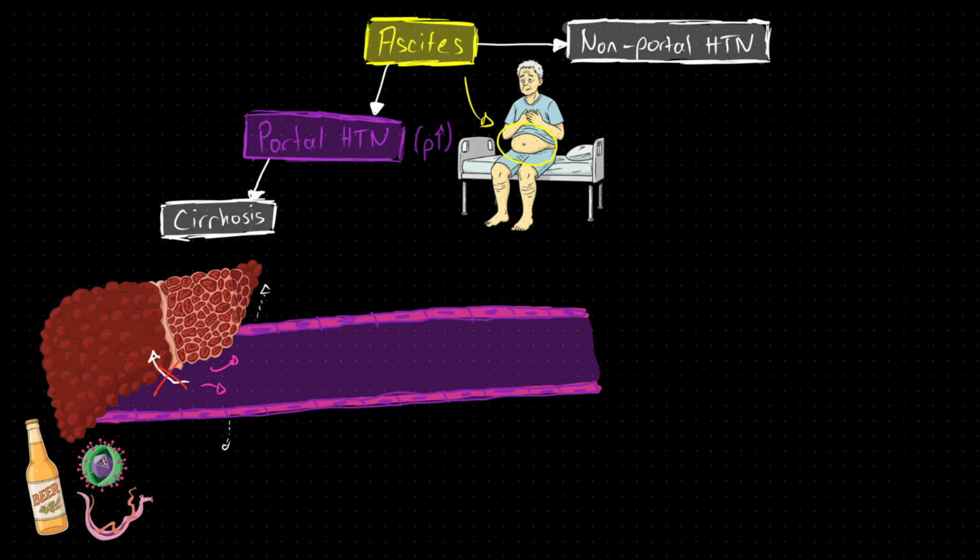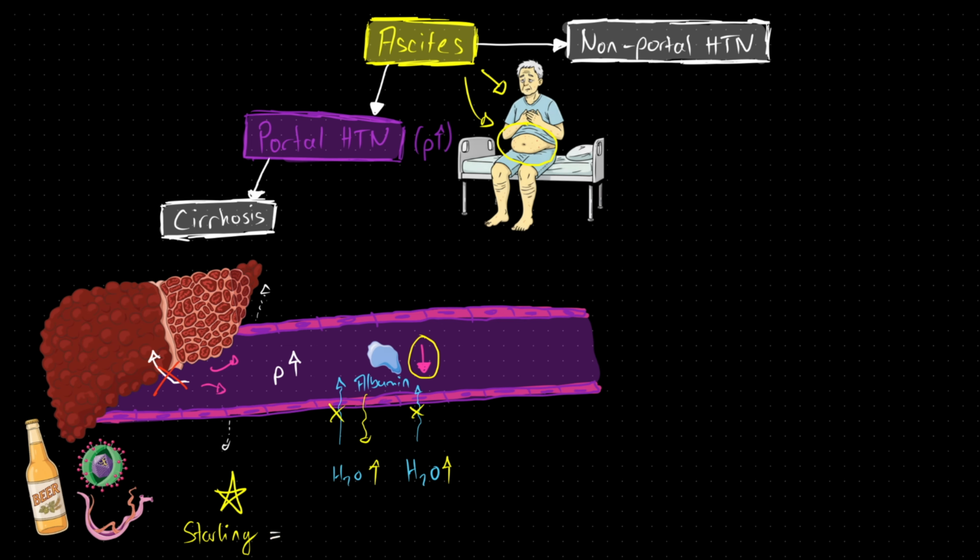Let's go back to the portal vein. Besides the increase in pressure, there's also a significant drop of albumin production in liver cirrhosis. Albumin is important because it keeps fluid inside the blood vessels. When there's less albumin, fluid starts to leak out into the surrounding tissues. That's exactly where the Starling Equation comes into play. It describes the net movement of fluid between vessels and tissues.